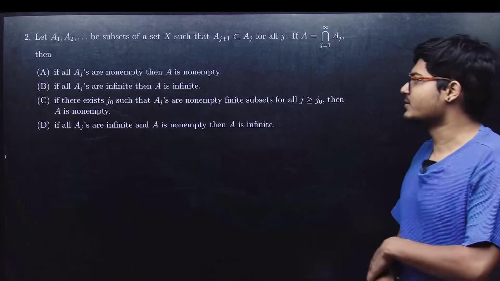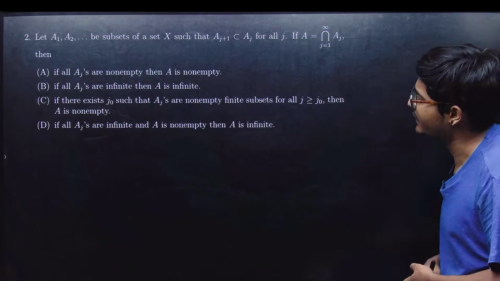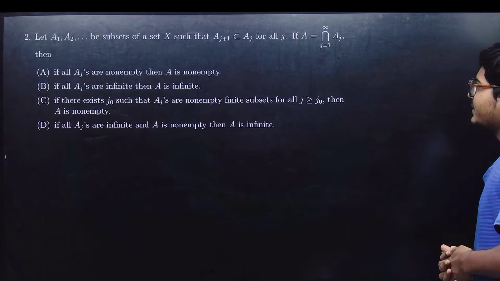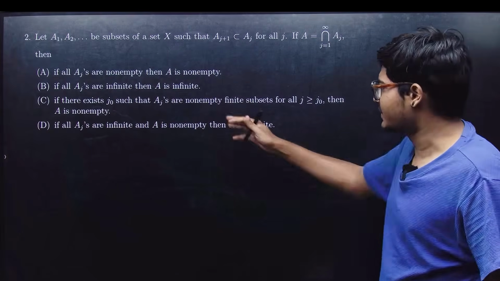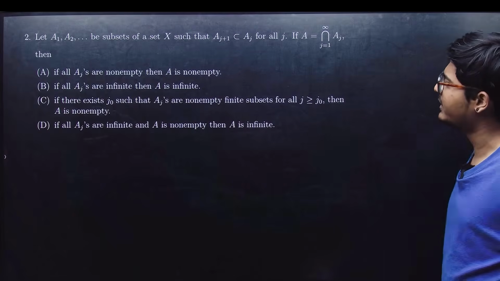Let A1, A2, A3, and so on and so forth be subsets of a set X such that A_{j+1} is a subset of A_j, right? So these are nested subsets, okay? If capital A is defined to be the intersection of all these sets, then which of the following options is correct? So for this, the first one: if all A_j are non-empty, then A is non-empty.